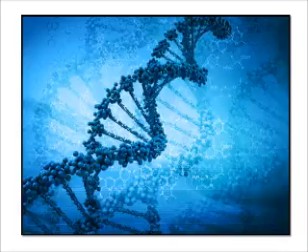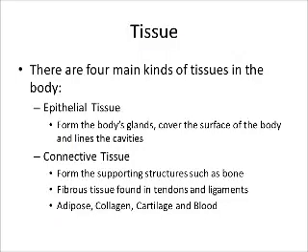Tissues. There are 4 main types of tissues. There's epithelial cells, which form the body's glands, cover the surface of the body, and line the cavities. There's connective tissue. These form the supporting structures such as bone, fibrous tissue found in tendons and ligaments, adipose, which is fat, collagen, cartilage, and yes, blood.